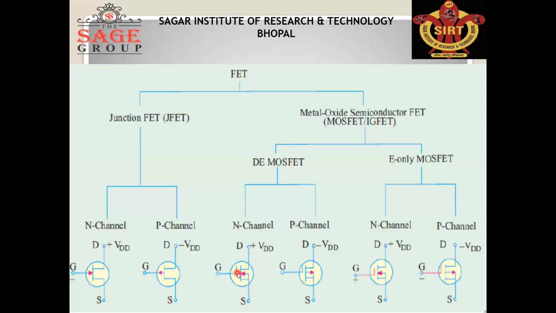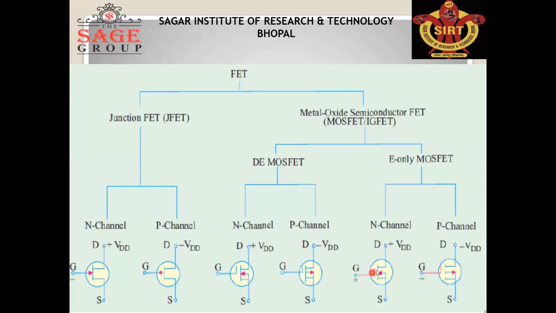So there is a distance between the source, drain, and gate, whereas here there is no distance between the source, drain, and gate, because here the gate is isolated by the silicon dioxide layer. So again, this is N channel if the current is inside, and this is P channel if the current is outside. N channel, P channel.